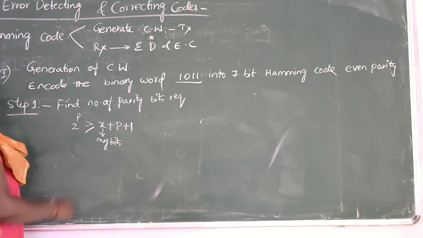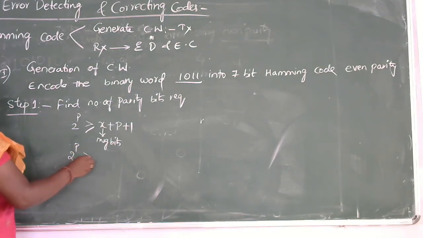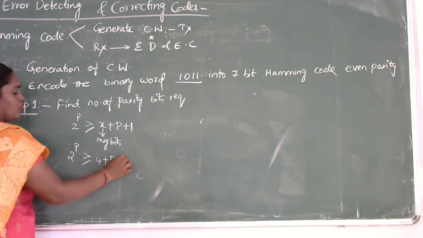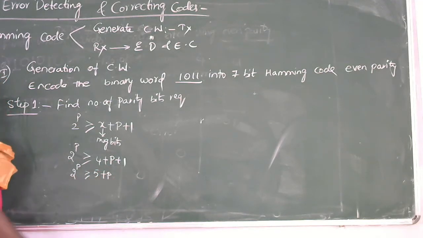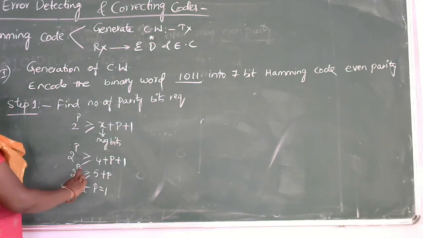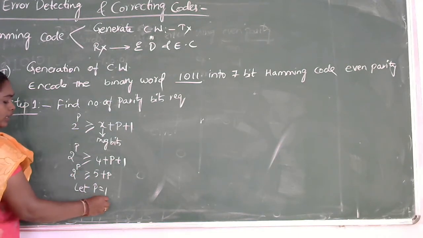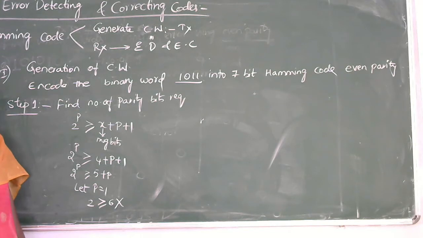In order to find the number of parity bits required, we need to use the trial and error method. The number of message bits in the given question is 4. So 2 power p greater than or equal to 4 plus p plus 1, that is, 2 power p greater than or equal to 5 plus p. The minimum value of p starts from 1, that is, there should be a minimum of 1 parity bit. If p is equal to 1, 2 power 1 is 2, and 2 is not greater than or equal to 6, so it does not satisfy the condition.